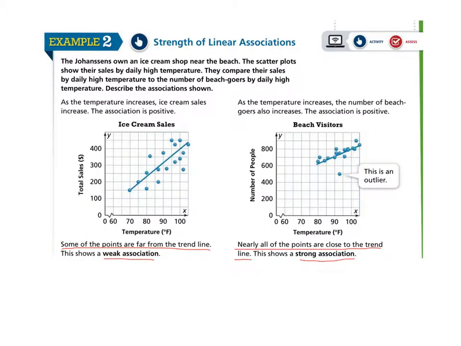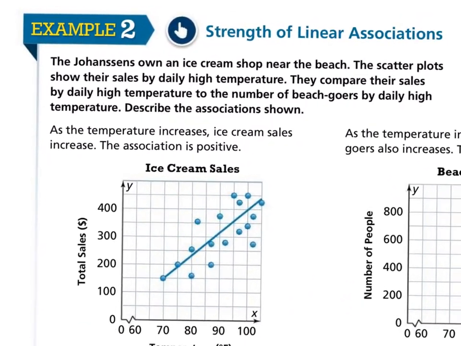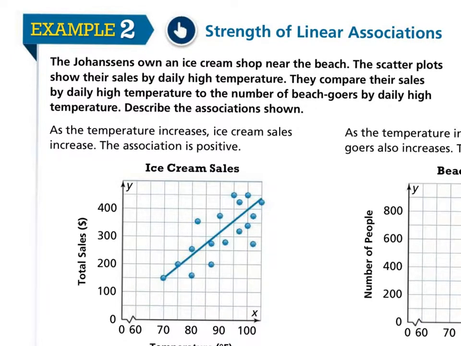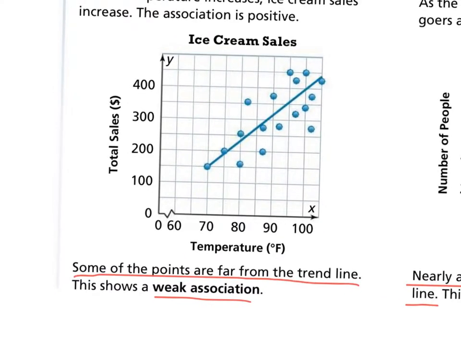Example 2, the Johannessens own an ice cream shop near the beach. Scatter plots show their sales by daily high temperature. They compare their sales by daily high temperature to the number of beachgoers by daily high temperature. Describe the associations shown. So this one we're looking at is the ice cream sales, and you can see what's happening here. Basically, as the temperature goes up, their sales go up. So that one is a positive relationship. If you'll notice though, we do have some points here that are further away.